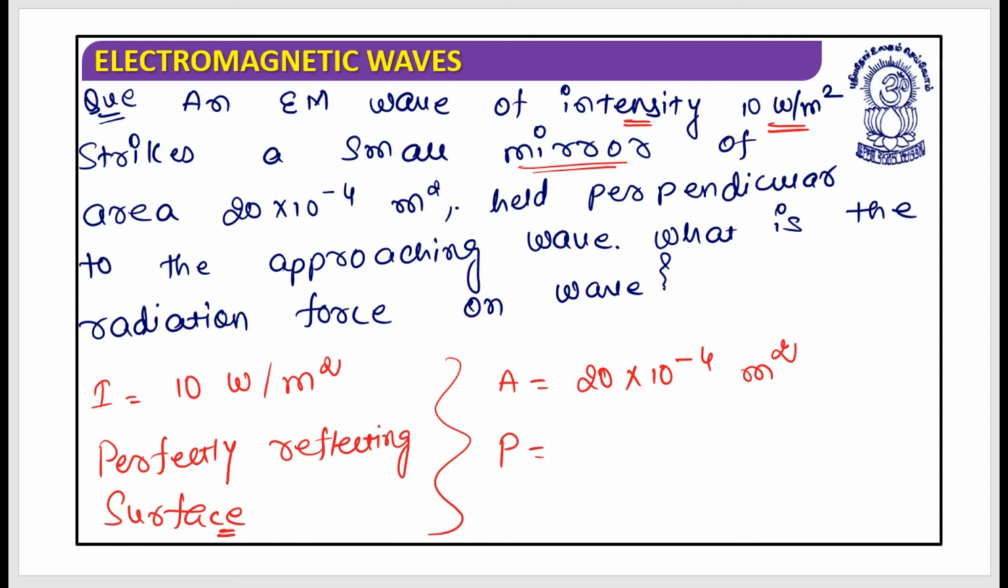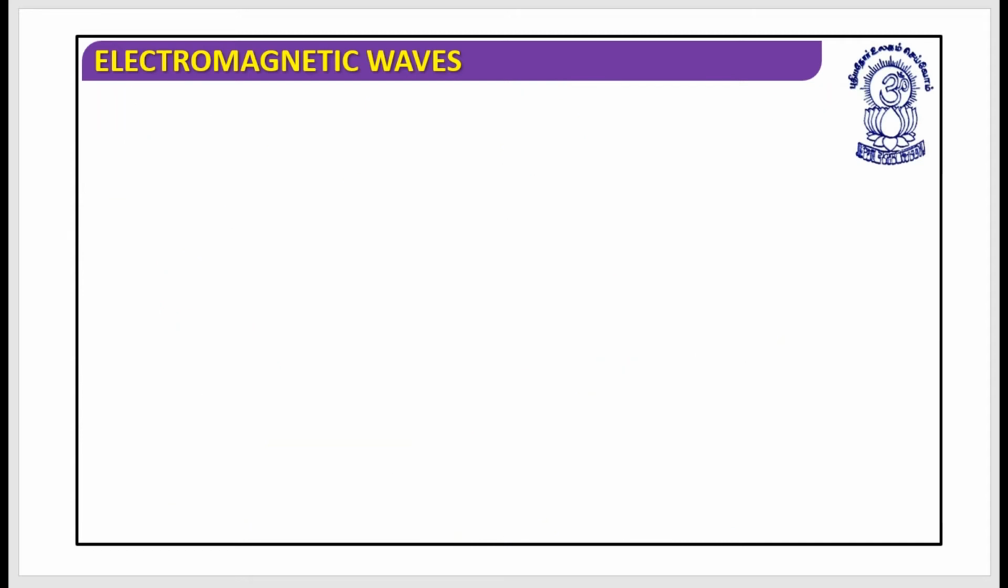First what I need to do is calculate the pressure. The radiation pressure is equal to 2I by c, and this pressure is equal to force by area. So this force could be equal to 2IA by c. So this is what is required. So let's get it done. It's F, which is 2IA by c.